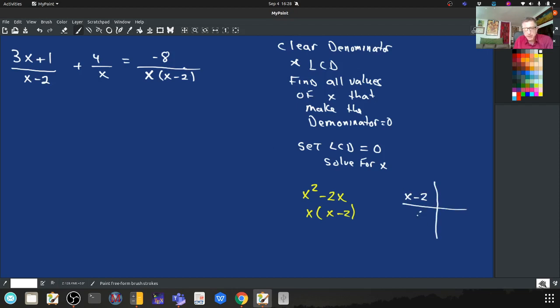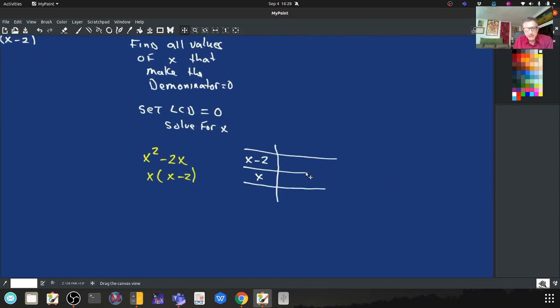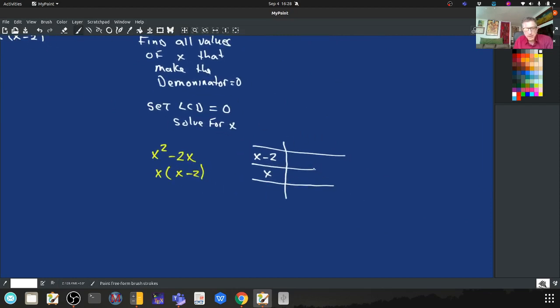X is also prime. And this is the factor of 2, prime x and x minus 2. So those are our primes. So I'm going to make the little table over here. My first denominator is x minus 2. My second is x. And my third is x times x minus 2.